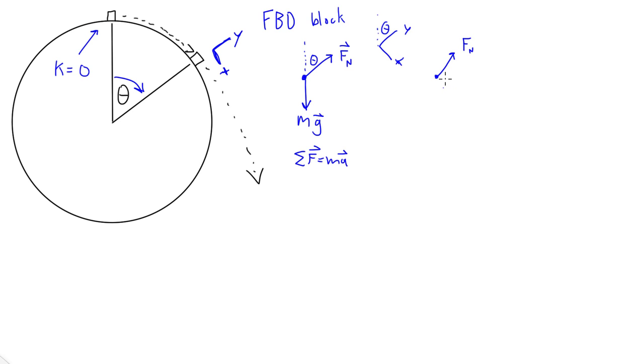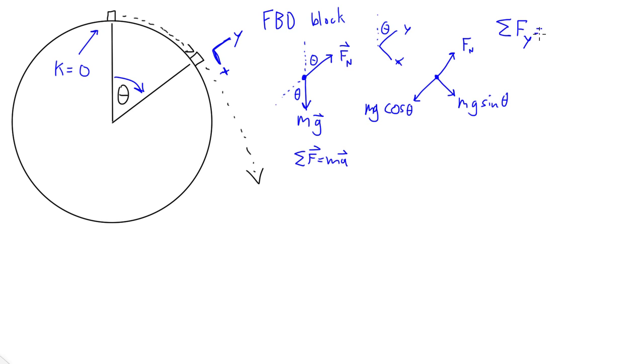So normal force going that way, and then gravity gets broken down. Now this angle here, these are opposite angles, so this is going to be theta, which means gravity gets broken down into a component that goes along the surface of the sphere, which is going to be mg sine theta, and then a component that goes perpendicular to the surface of the sphere, which is going to be mg cosine theta.